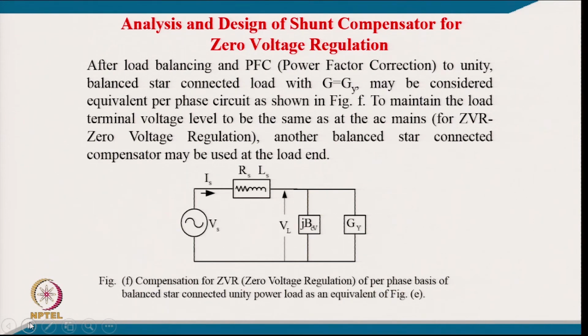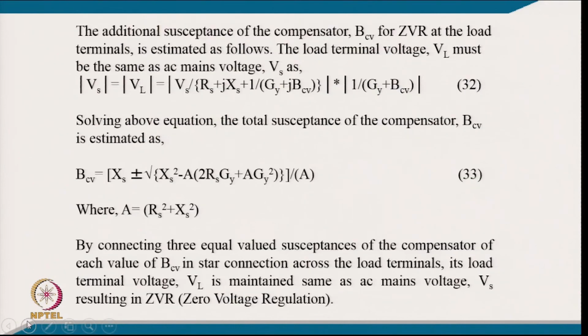And now, if you want to go for voltage regulation, this again we have to analyze here. So, after load balancing and power factor correction to unity, the balanced star connected load G equal to GY may be considered equivalent to a per phase circuit as shown in the figure here, and to maintain the load terminal voltage the same as the AC terminal voltage, that is zero voltage regulation, another balanced star network compensator may be used. So, we already got GY, which is equivalent to the per phase delta connected balanced load, and we are putting another susceptance for voltage regulation, so that this voltage is equivalent to the source voltage. So, the additional susceptance of the compensator BCV for ZVR at the load terminal is estimated as follows.